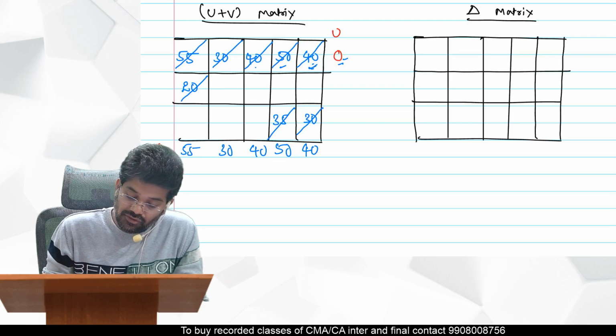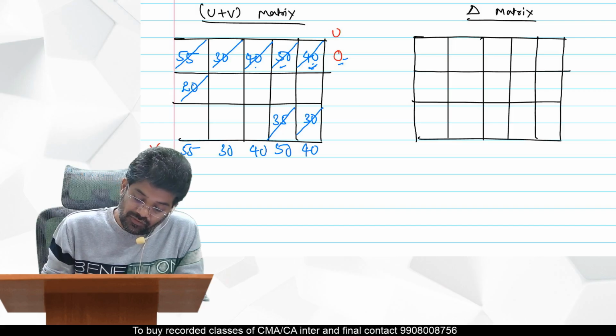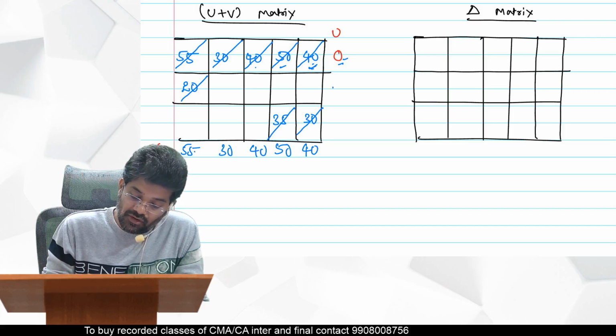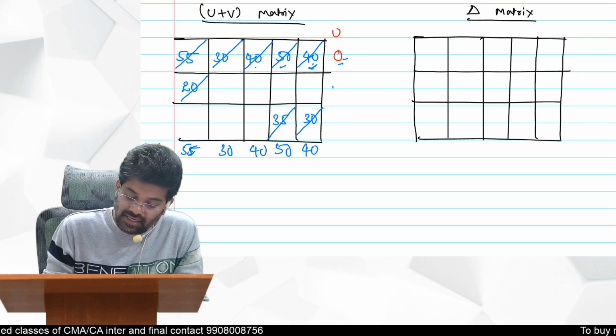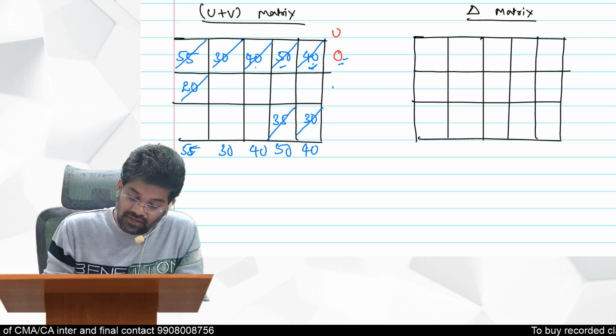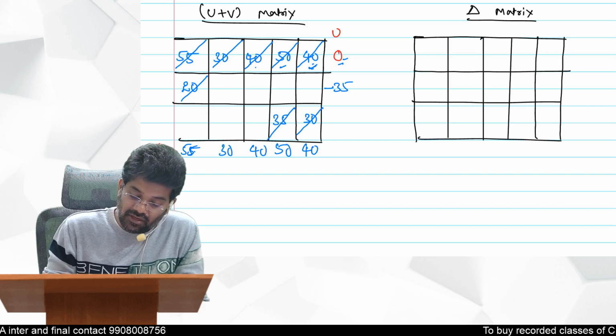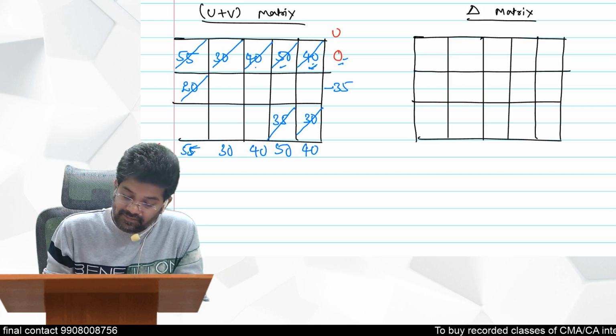Now u values you should get. So 55 plus u value must be equal to what? 20. So 55 is there, v value. So u value must be definitely negative. Negative how much? Minus 35. Then only the cost will be 20.